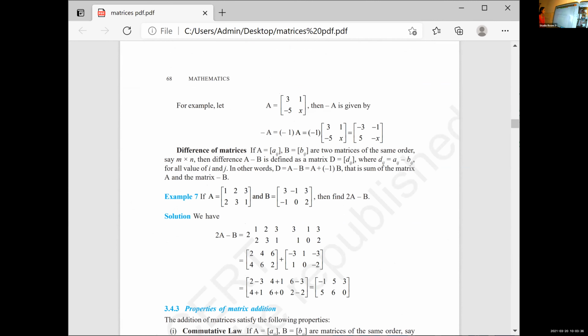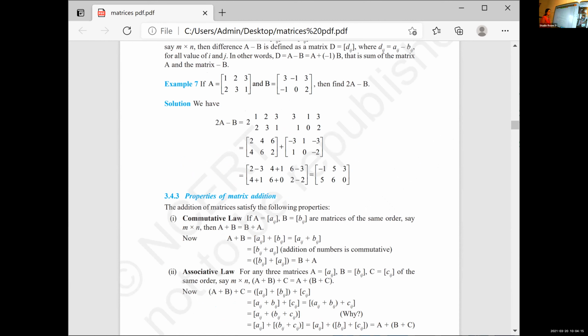Then we are learning the difference of matrices. Difference means subtraction. We subtract the corresponding entries. Suppose A = [aij] and B = [bij] are two matrices of the same order m by n. Then A minus B is defined as a matrix D, where D = [aij minus bij]. Then example 7, go through that one also. It is a similar question, not the same. Another example we did.